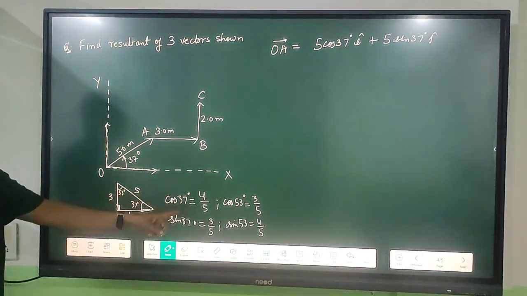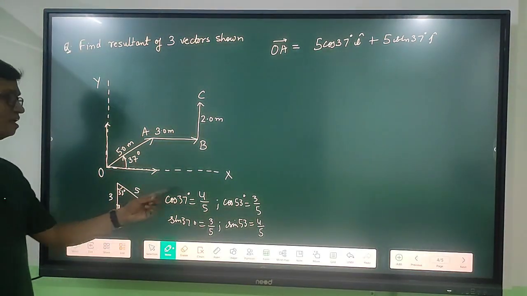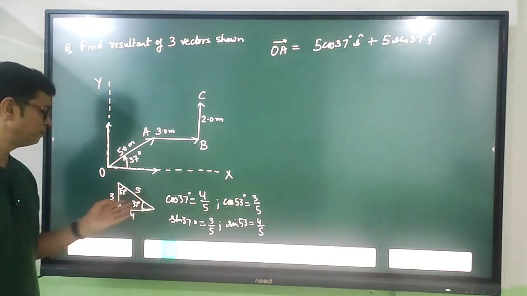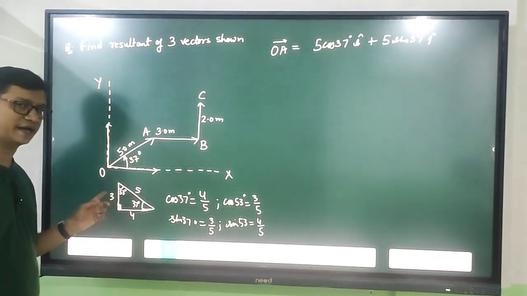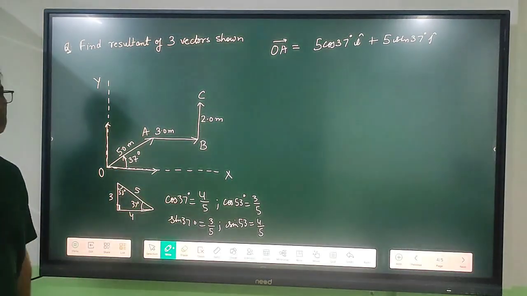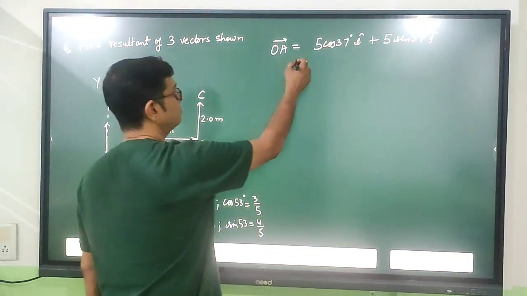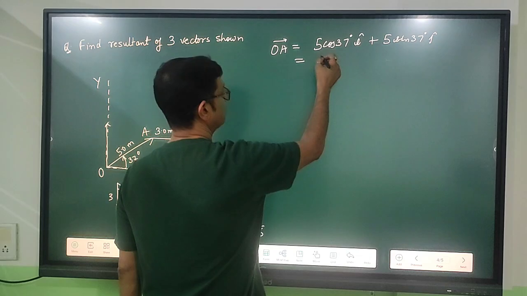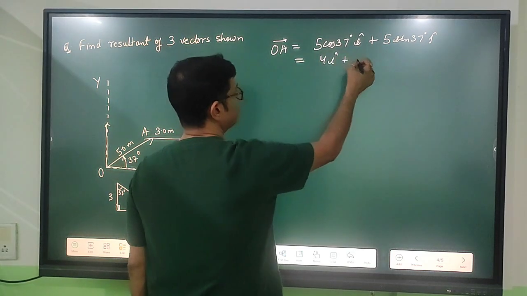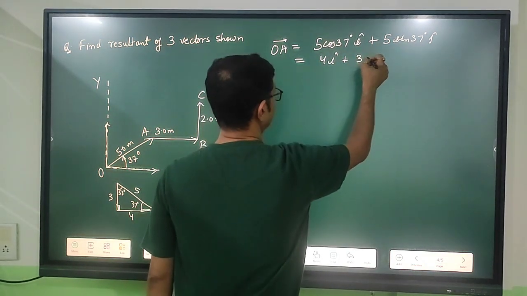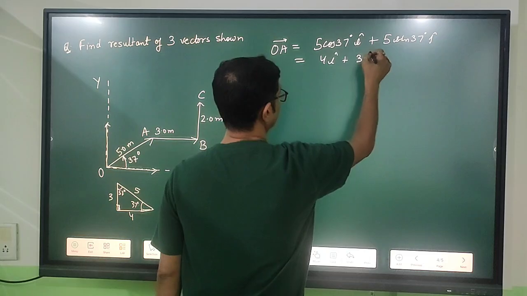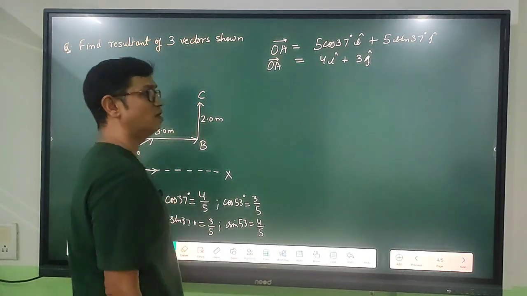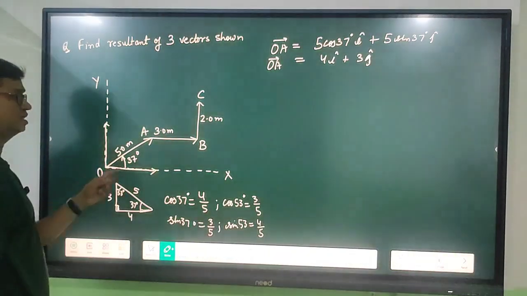Right, so you can remember these values. You will remember these eventually, but if you remember this triangle orientation, you will always get to these values quickly. So this will become cos 37 is 4 by 5, this will become 4 I cap plus 3 J cap. This is your OA vector. So we have resolved the first vector into I and J.